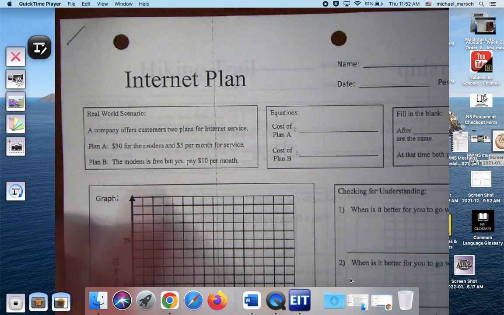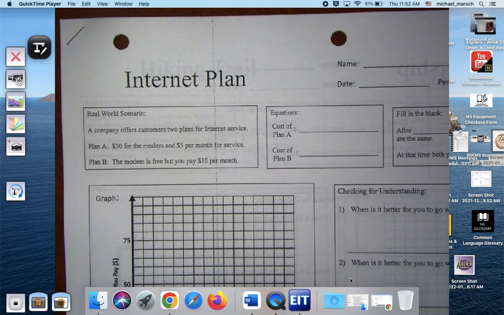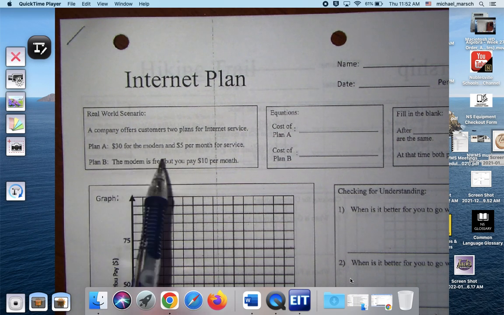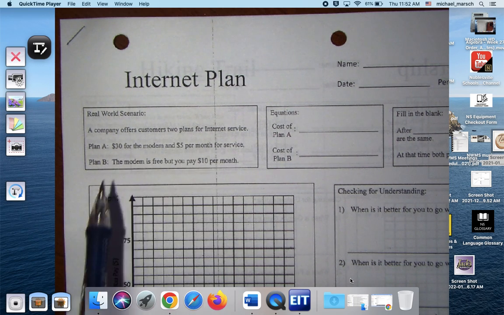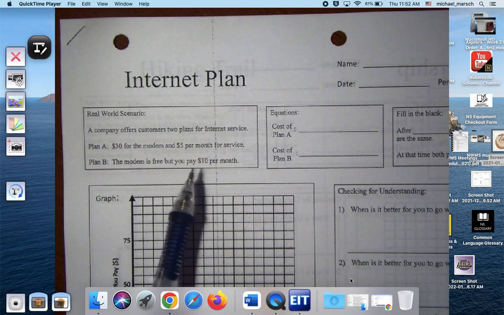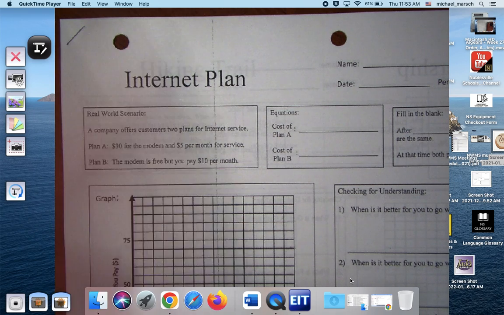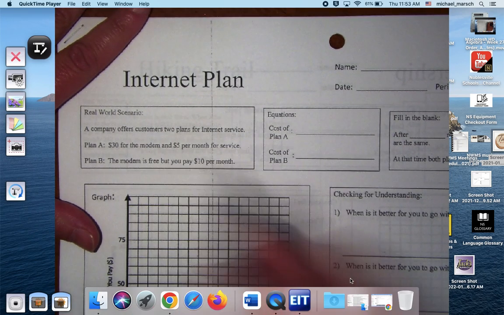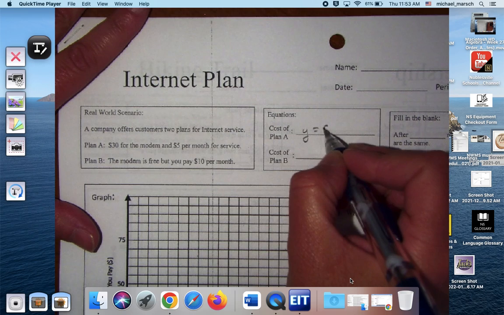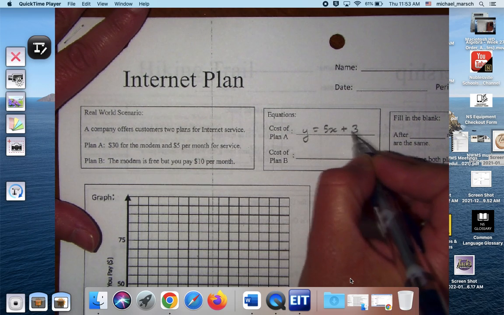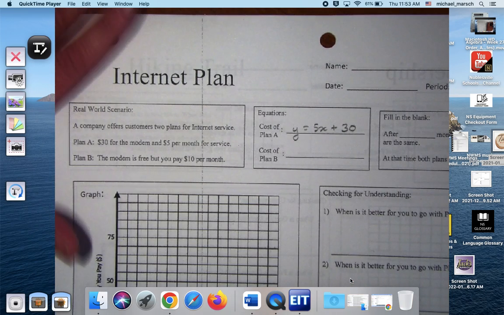Alright, so we have 2 options for internet, right? We have Plan A, which is $30 for the modem, $5 per month. Plan B, the modem is free, but you pay $10 a month. So we're going to write our equations in slope-intercept form. So what is my recurring fee, the one that repeats over and over again for Plan A? 5. So it's going to be y equals 5x, and then I have the one-time fee of $30 for the modem, right?